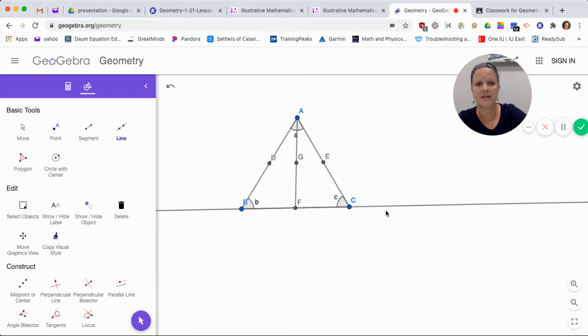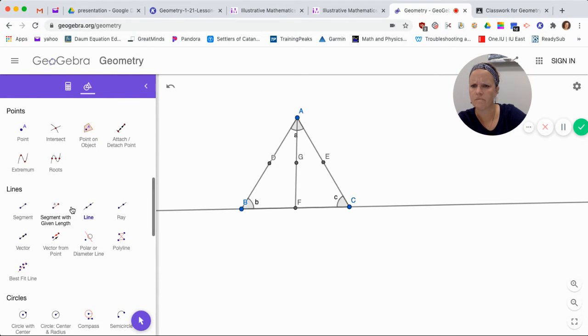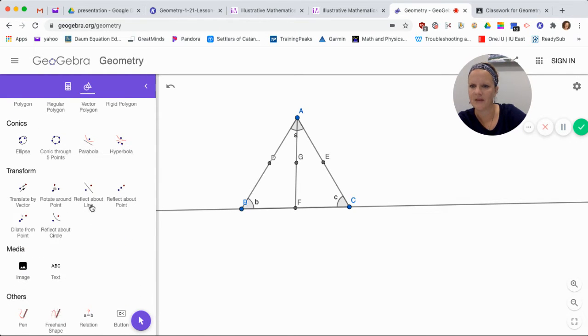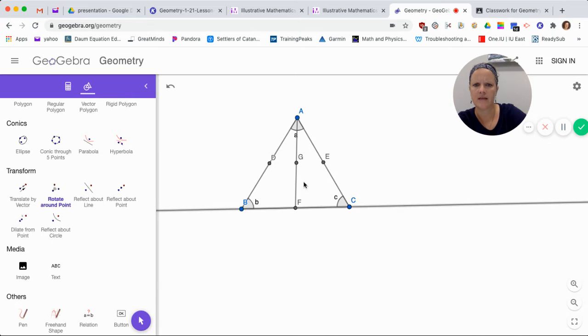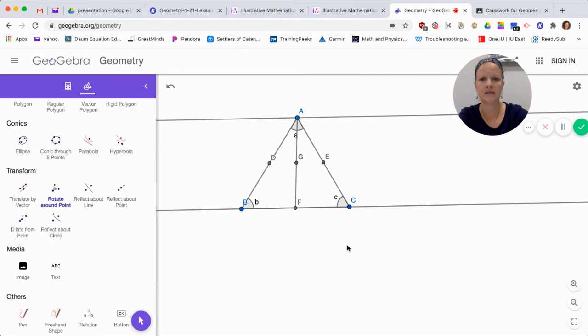So I'm going to rotate this line around that point, and it should end up there. So let's find that rotation. Transform. Rotate around a point. So select the object to rotate and the center. I hope this works. We're doing 180 degrees, so it doesn't matter if we do clockwise or counterclockwise. And it ended up there. Cool. All right. So that was question 4.